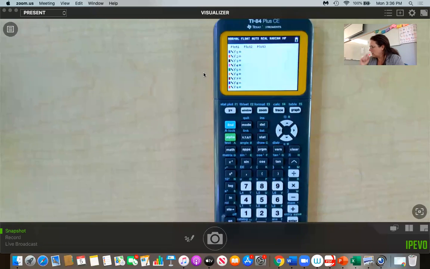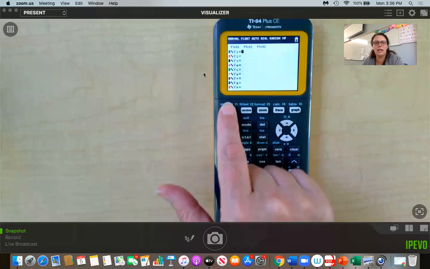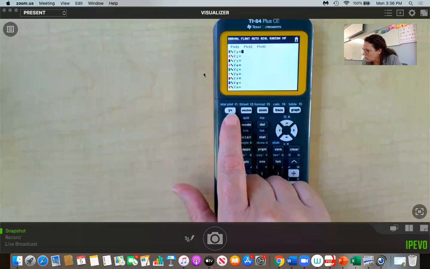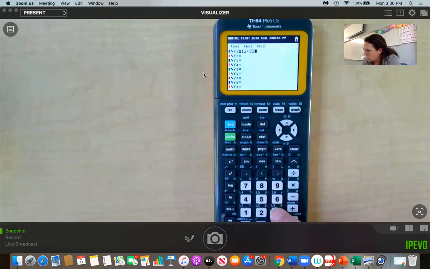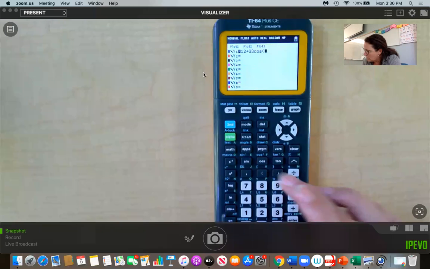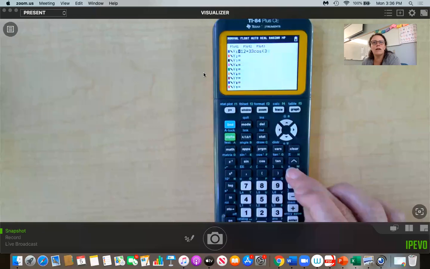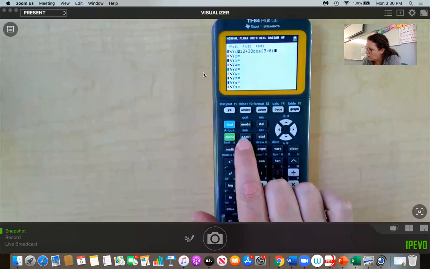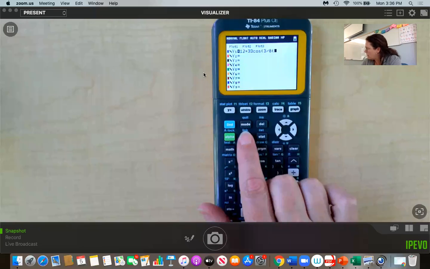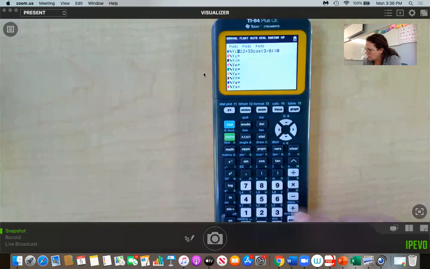The question says to graph the function, and I'm going to just type my function into y equals. Again, you access that by pressing the y equals button. I'm going to type in 12 plus 33 cosine of 3/8, written as 3 divided by 8, parentheses. I'm going to use this button here, the X,T,theta,n. You want to use that anytime you have a variable. And then I'm going to do minus 3 close parentheses.